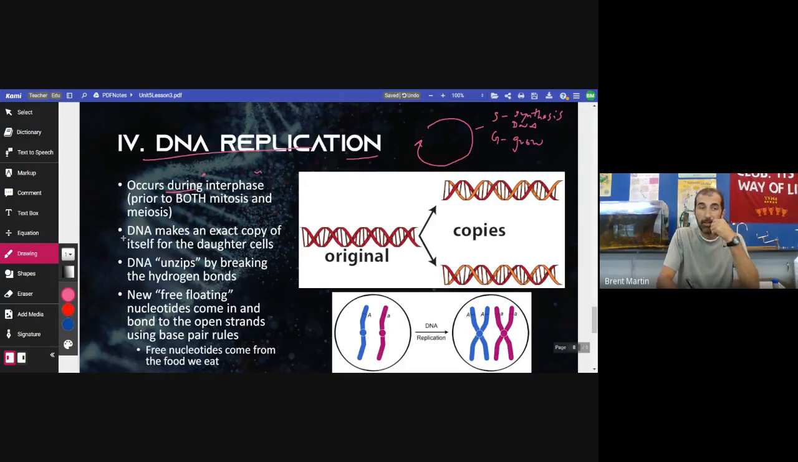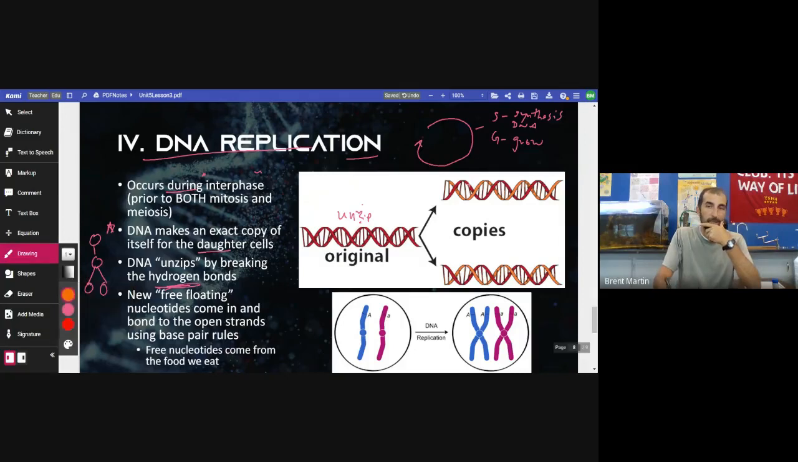So anyway, during interphase, DNA makes an exact copy of itself for the daughter cells. That should make sense because during interphase, you have to make a copy so that when it divides again, if it's mitosis, the daughter cells have the correct amount of DNA. So for that to happen, this original DNA has to unzip. And that means it breaks those hydrogen bonds. Then when it does, it goes into two parent halves, right? This red comes from the parent, this red comes from the parent.